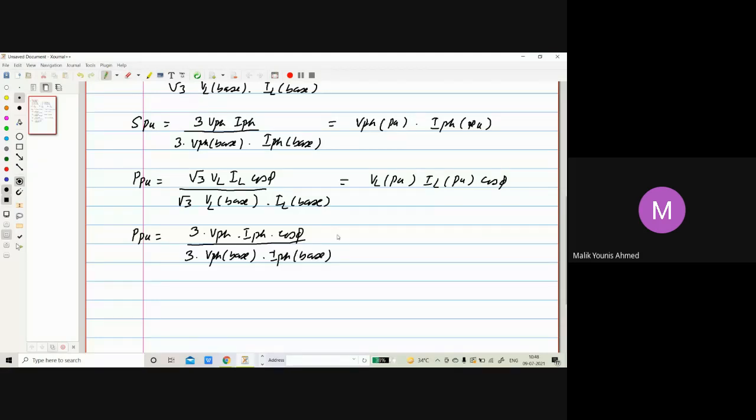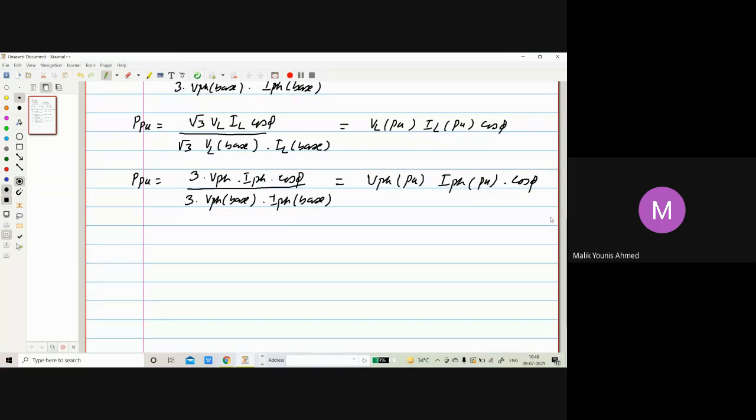This is a complex power base. 3 and 3 will get cancelled. I phase, V phase divided by V phase base will be the phase value of voltage in per unit, the phase value of current in per unit, and that will be multiplied by the power factor cos phi. So this was something about the real power.